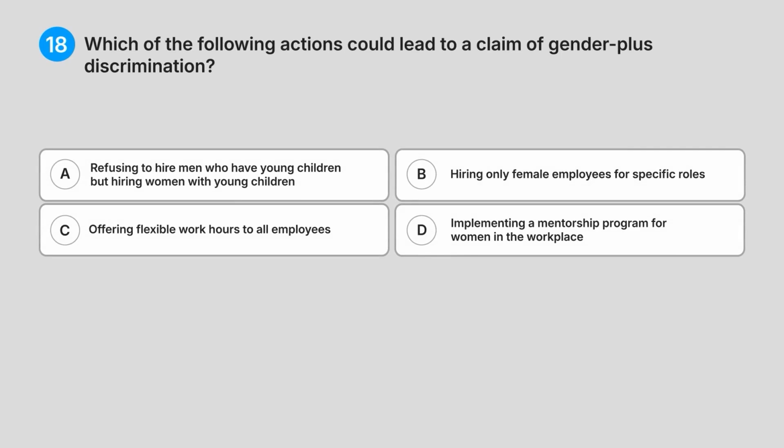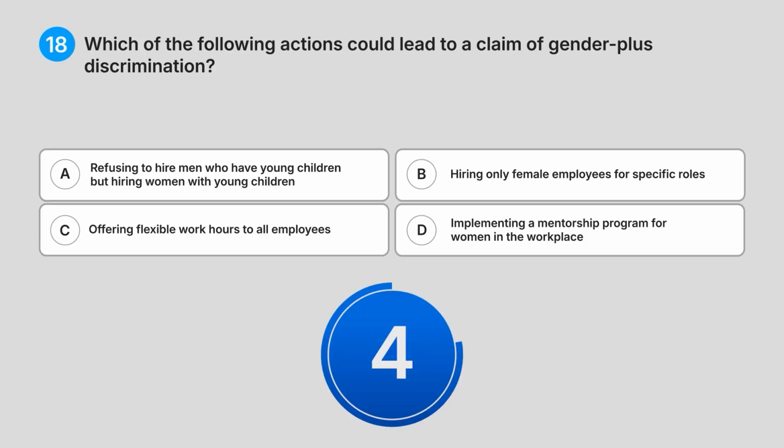18. Which of the following actions could lead to a claim of gender plus discrimination? A. Refusing to hire men who have young children, but hiring women with young children. B. Hiring only female employees for specific roles. C. Offering flexible work hours to all employees. D. Implementing a mentorship program for women in the workplace.